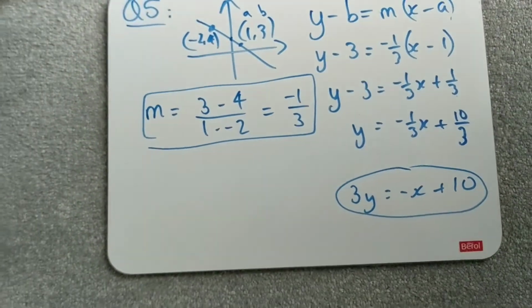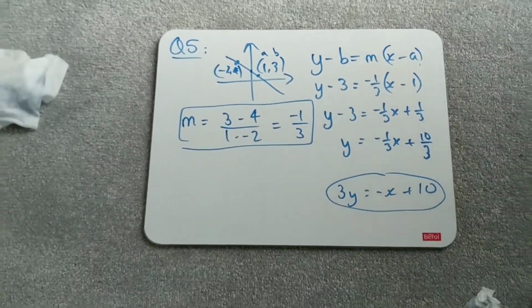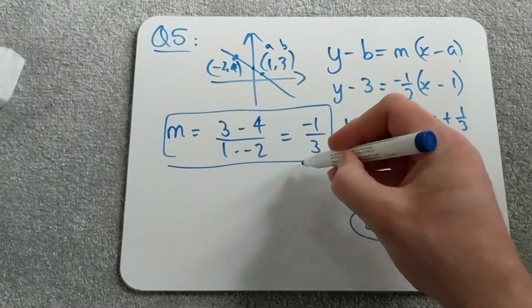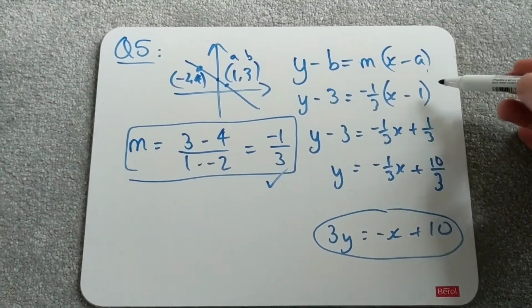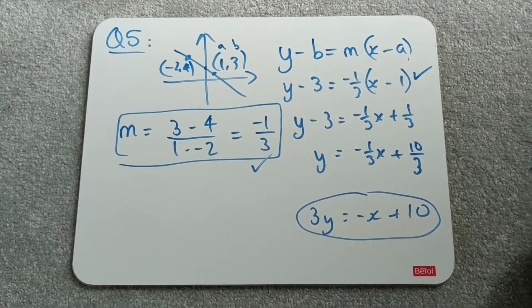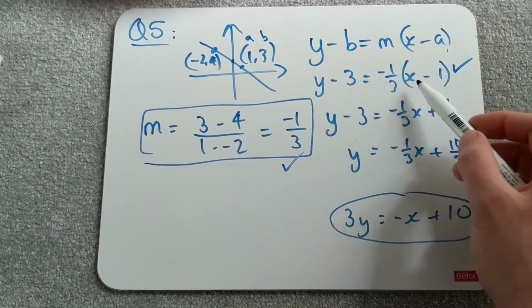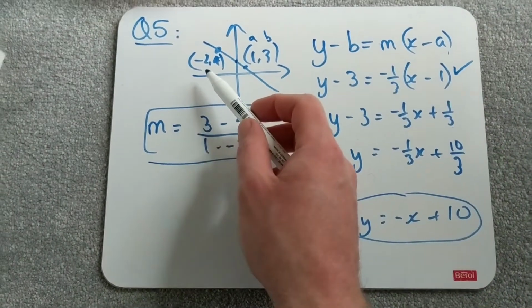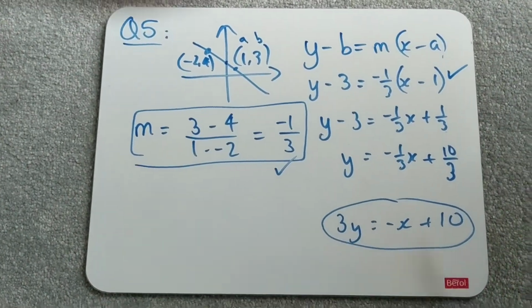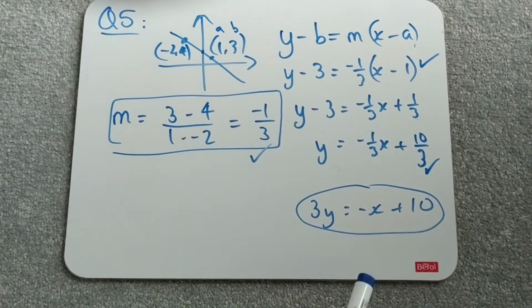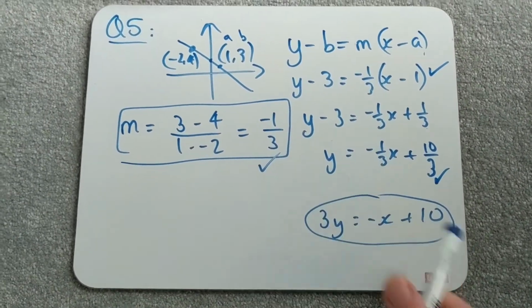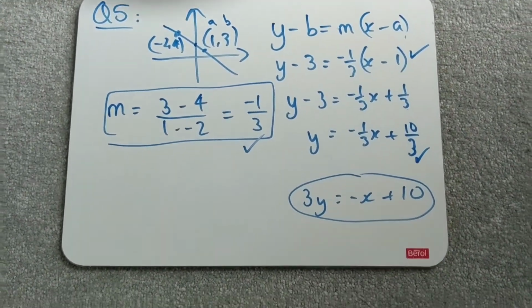So this is out of 3 marks, this question. The first mark is for your gradient. The second mark is for substituting and get this line here in your formula. You could have y minus 4 equals negative a third x plus 2 if you used that point. So that's the second mark, and the third mark is for getting to this form or this form. Either of those two things is right for the third mark. So that's out of 3.